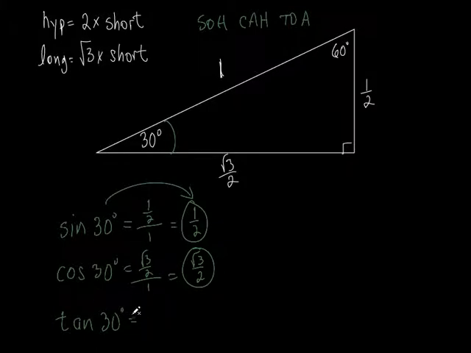All right, so let's do the tangent of 30 now. Thank you very much. Let's do the tangent of 30. What's the tangent? It's the opposite over adjacent.